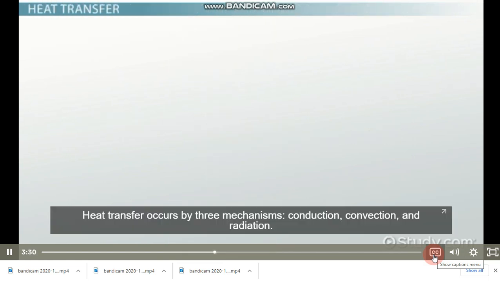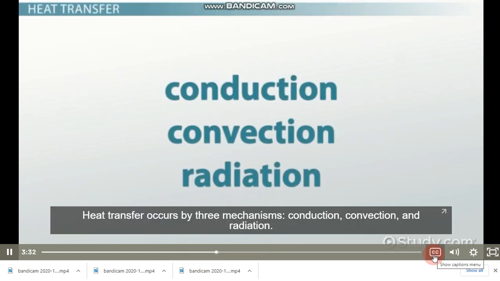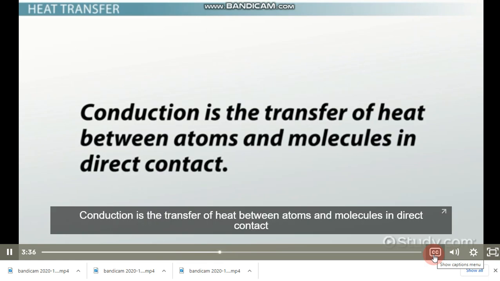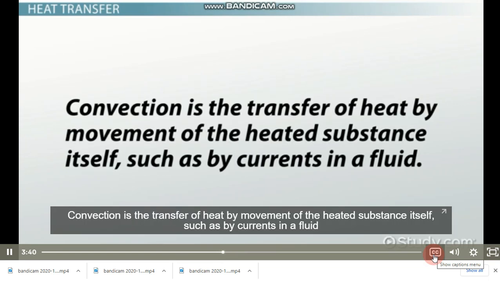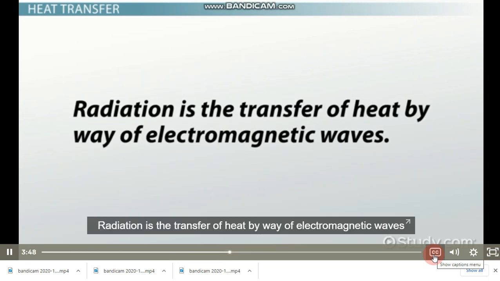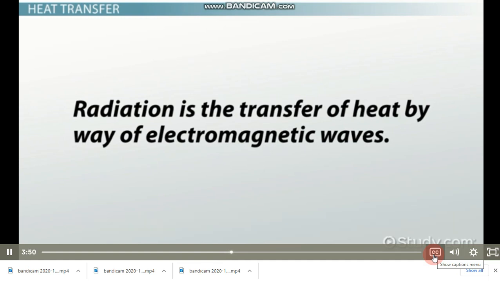Heat transfer occurs by 3 mechanisms: conduction, convection, and radiation. Conduction is the transfer of heat between atoms and molecules in direct contact. Convection is the transfer of heat by movement of the heated substance itself, such as by currents in a fluid. Radiation is the transfer of heat by way of electromagnetic waves.